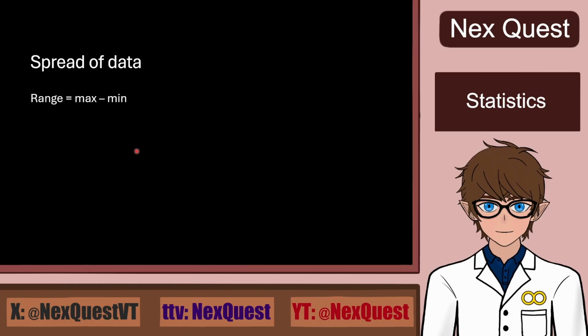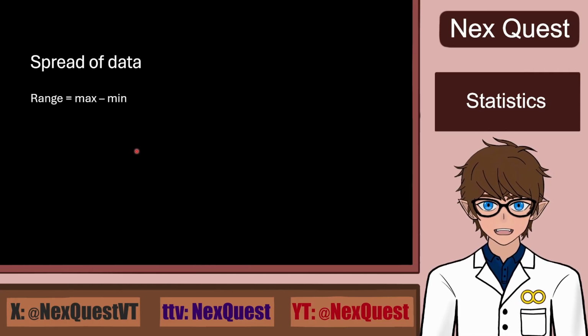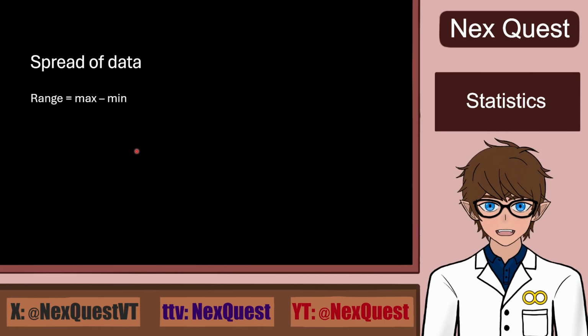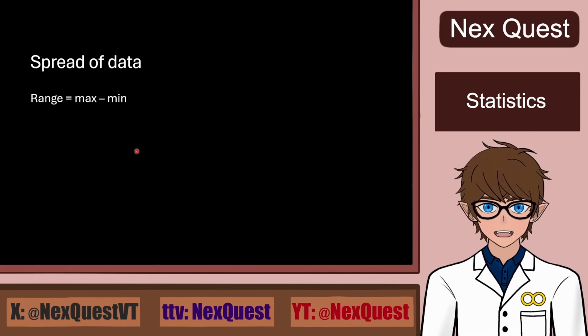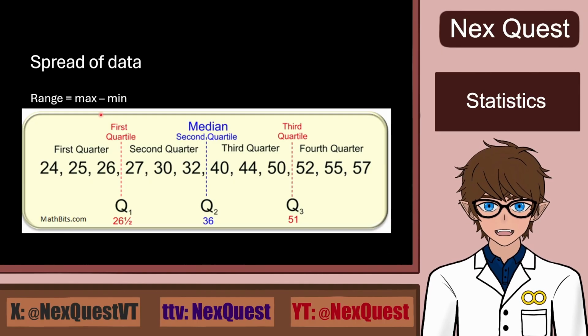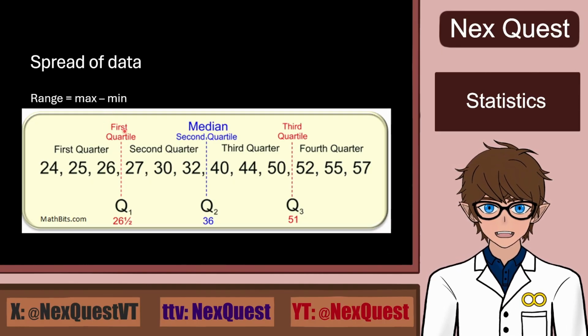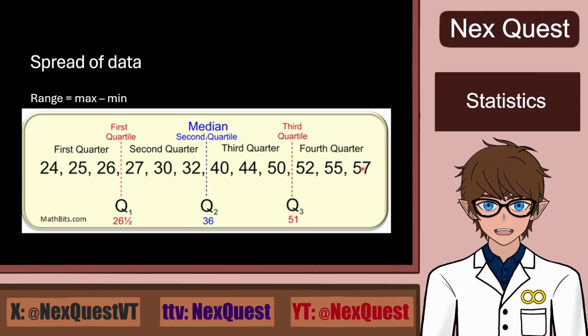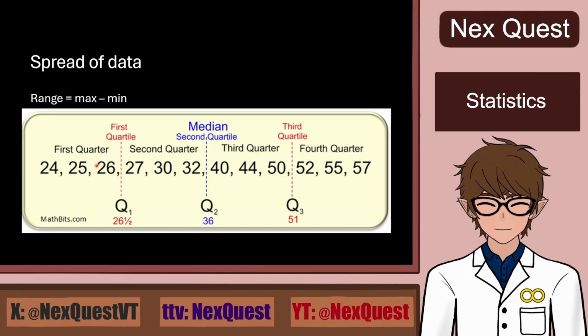Before that, we need to know what spread of data is. It describes how wide the data is, quote unquote, of course. Another word could also be range, and you get that by subtracting the minimum value from the maximum value, like so. Now, as promised, here's the image that also shows this. We have data of not all values between 24 and 57. Our range here would be 57 minus 24, which is 33.